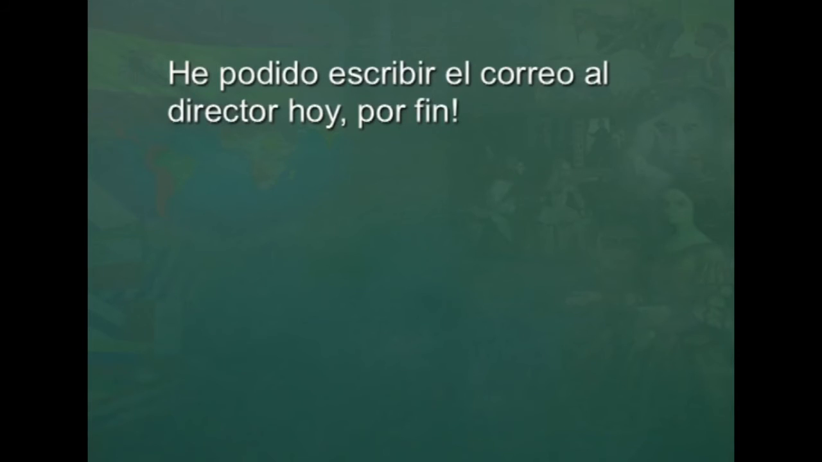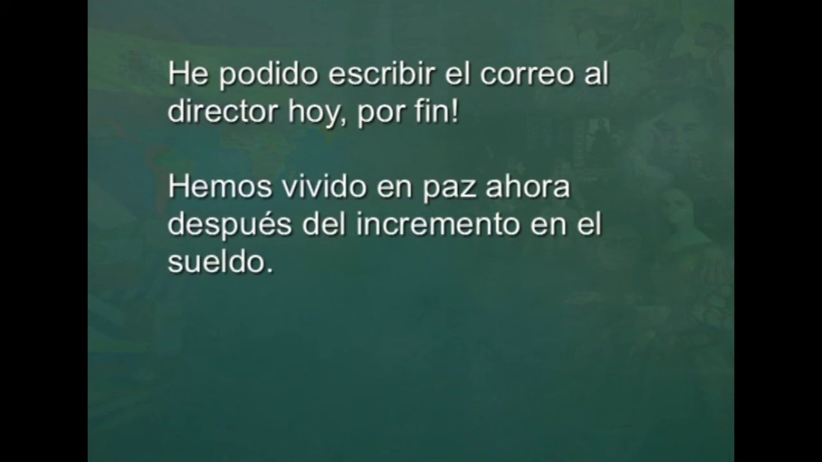Therefore, the structure is haber plus participle of the verb poder or querer, and then you have the verb in infinitive, like he podido escribir el correo al director hoy. Por fin, at last today I could mail the director at last. Hemos podido vivir en paz ahora después del incremento en el sueldo. We could live in peace now after an increase in the salary.